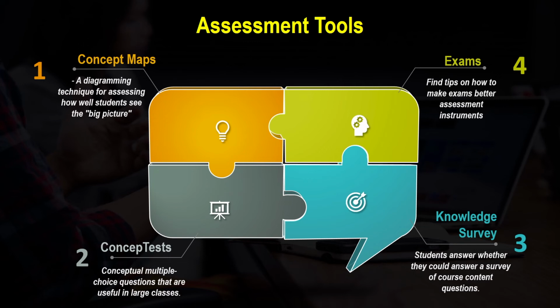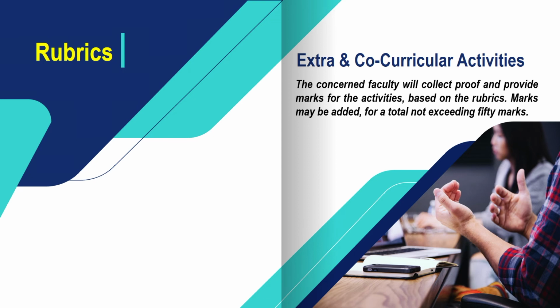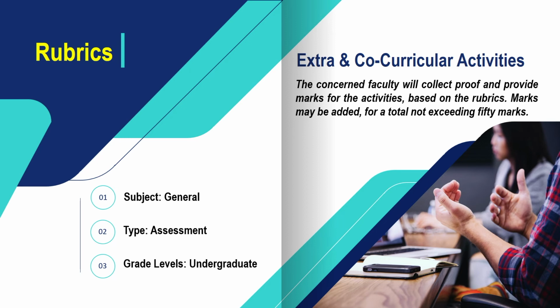So now, what are the extracurricular and co-curricular activities? Usually the activities are dealing with the concerned faculty, who will collect the proof and provide the marks for the activity based on the rubrics, and marks may be added for a total not exceeding, for example, 50, and this may be considered as a general subject, okay. And the type of assessment may be at the undergraduate or postgraduate level. This is the format or the rubric.